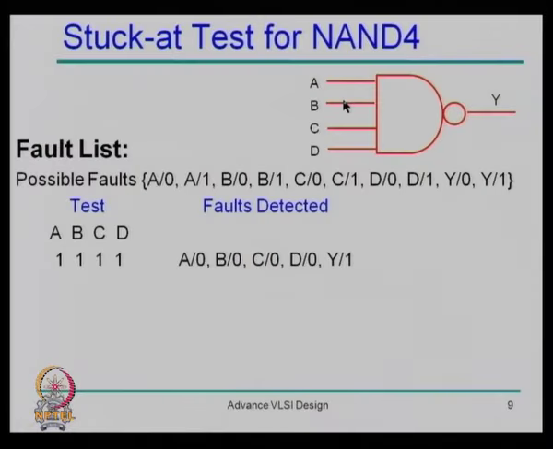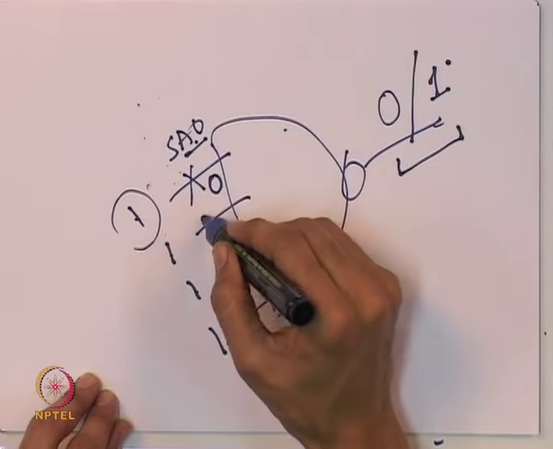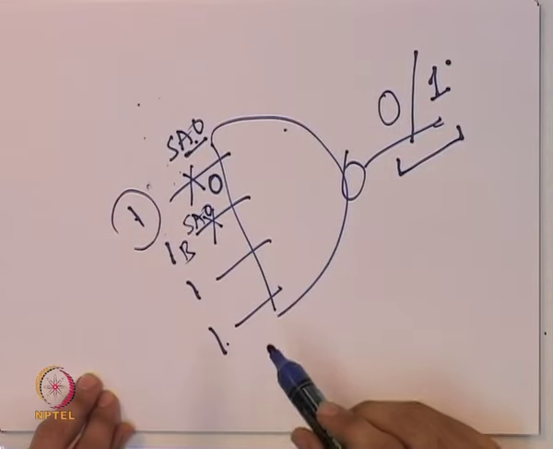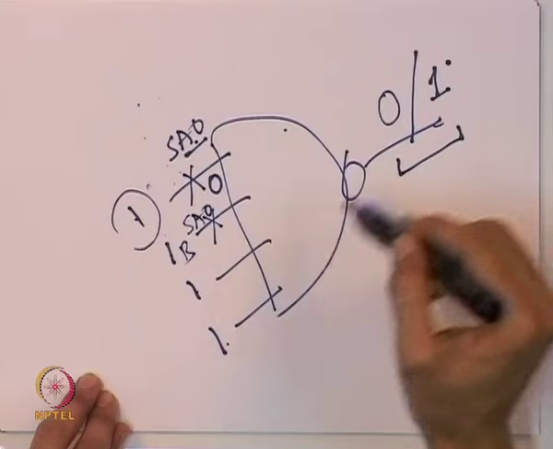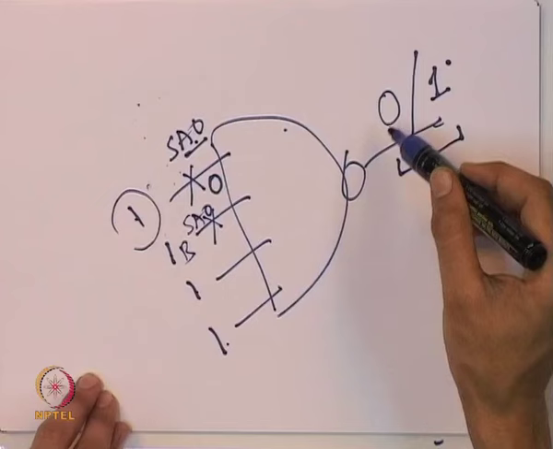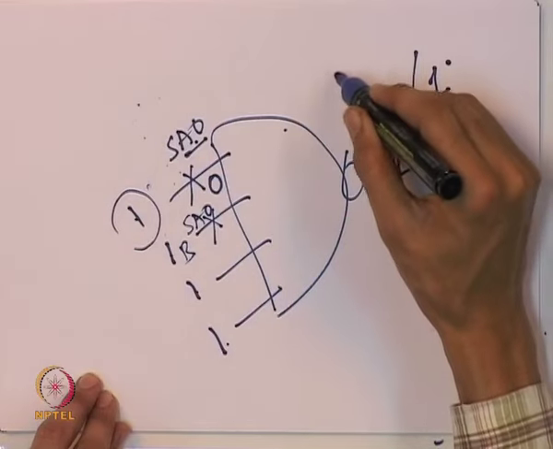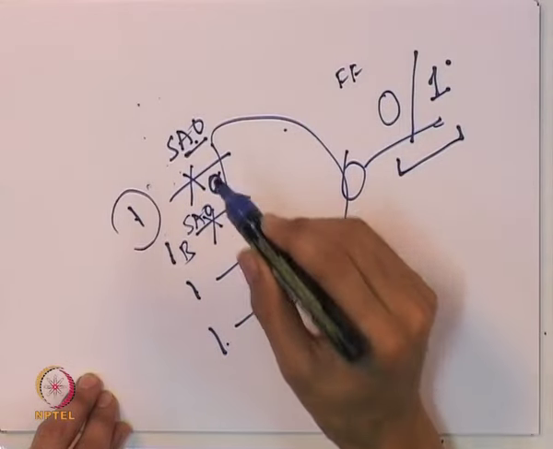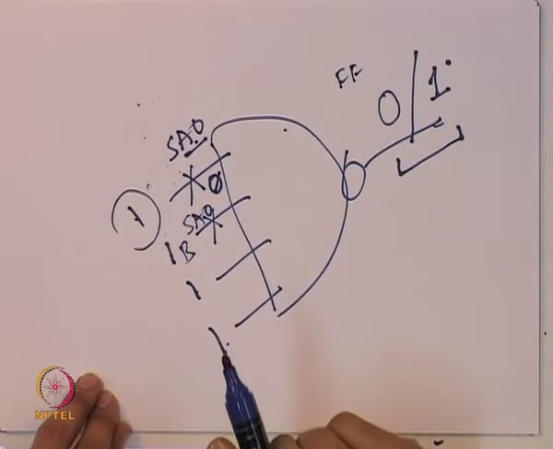Now this way we can say that this will detect the stuck at 0 fault at line A. Now what about the stuck at 0 fault at line B? This is B, right? If there is no fault in the circuit, my fault-free behavior is 0. Now, if there is a fault here, and we are assuming that there can be a single stuck at fault.